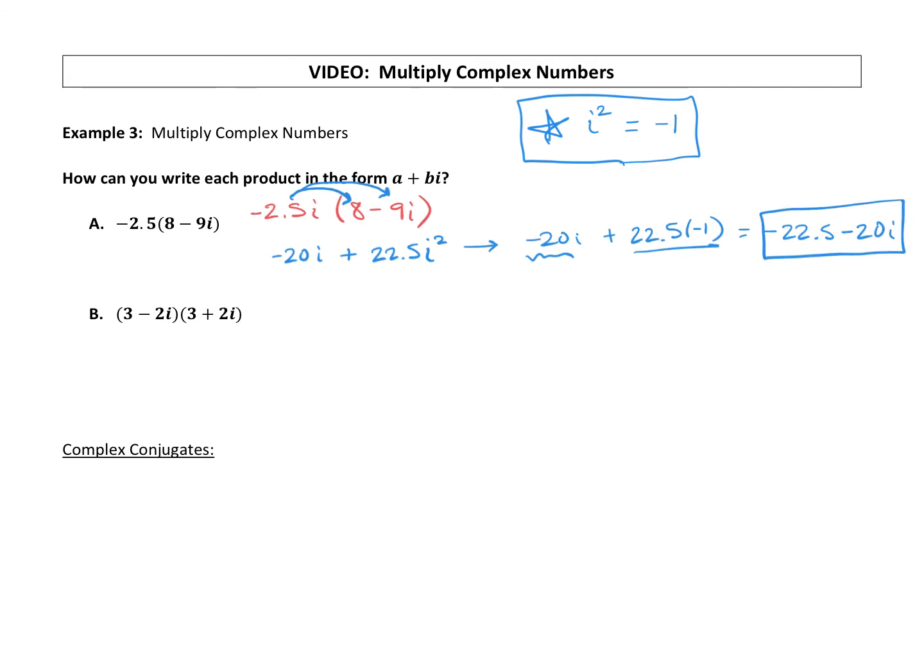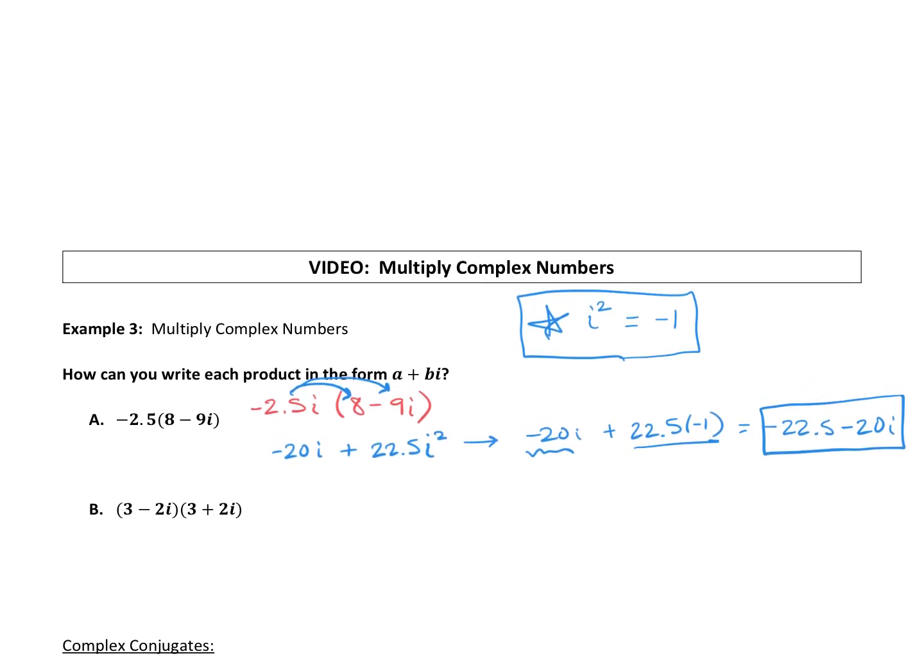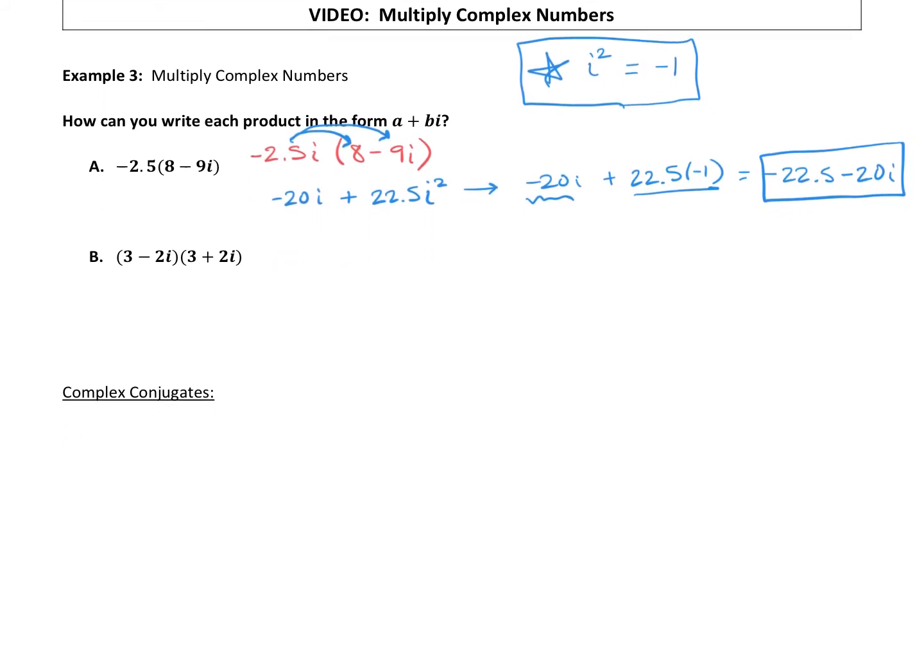So let's talk for a second about that i squared equals negative 1. We defined i as the square root of negative 1. Well, if I want to know what the value of i squared is, I can square the i, which means I have to square the other side. So I square an i, I get i squared. The square of a square root cancel each other out, and I am just left with a negative 1. And that's how we get that i squared is equal to negative 1. So anytime you multiply two i's together in your work, you will end up replacing that with a negative 1.